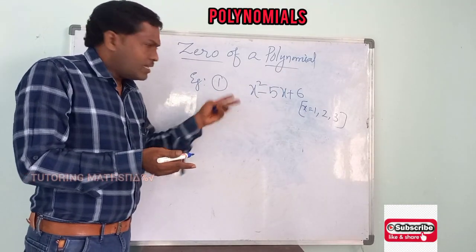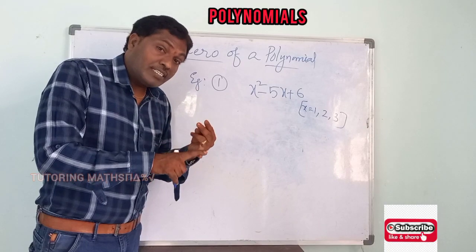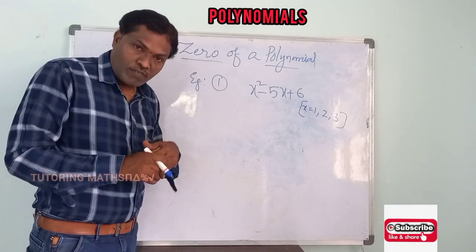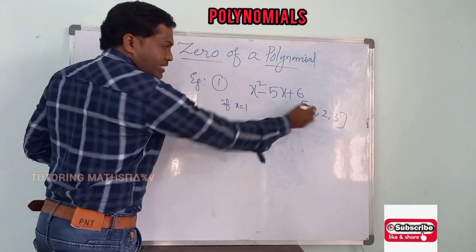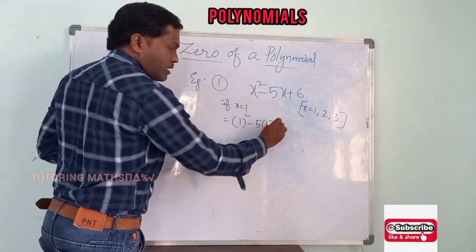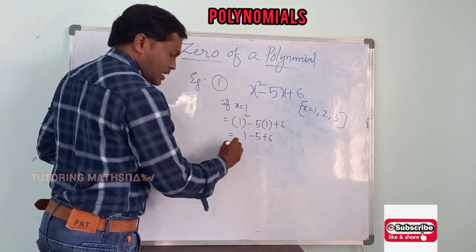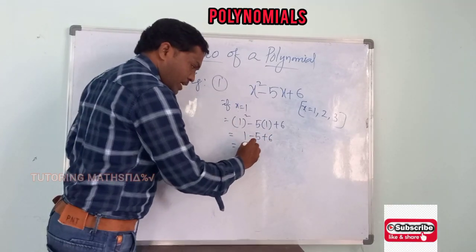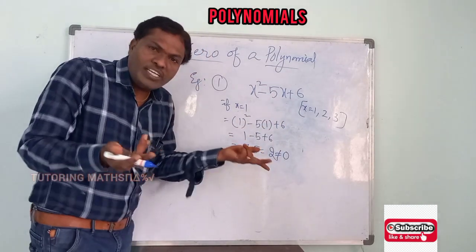Let us check. The result should be 0. If you substitute these values and get the result as 0, then that substituted value is called a zero of the polynomial. Now first, x is equal to 1. You get 1 square minus 5 into 1 plus 6. 1 square is 1, minus 5 into 1 is minus 5, plus 6. First add the positive numbers: 1 plus 6 is 7, and 7 minus 5 is 2. This is not equal to 0.